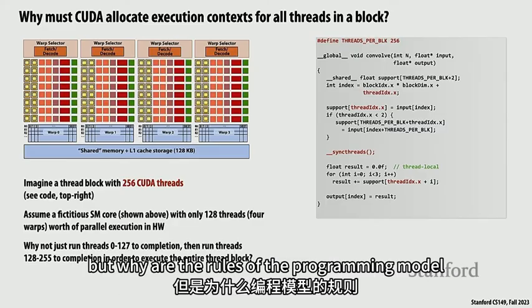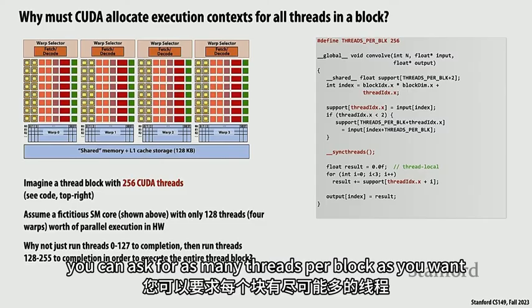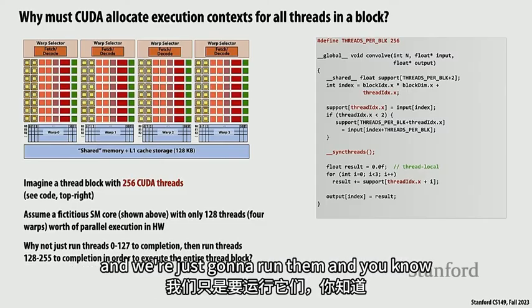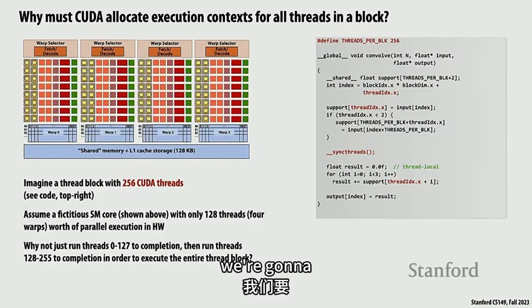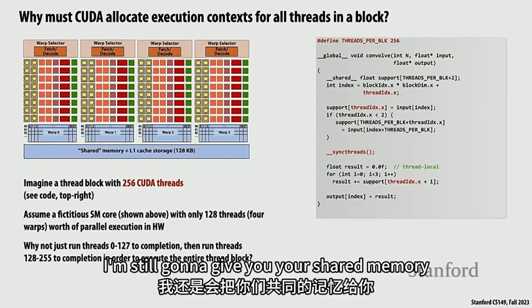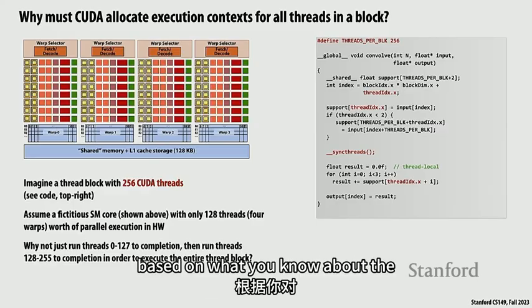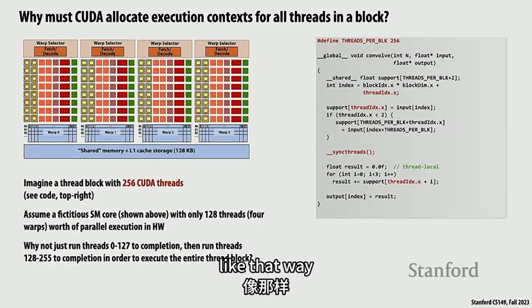But why are the rules of the programming model this way? Why don't they just say you can ask for as many threads per block as you want, and we're just going to run them, and we're going to run the first half of the threads to completion, and then we'll run the next half. I'm still going to give you your shared memory. Yeah, that's because it's based on what you know about the program is going to run more efficiently that way.